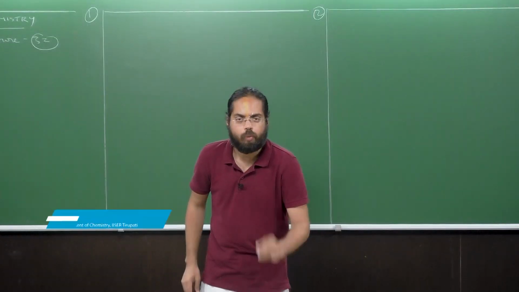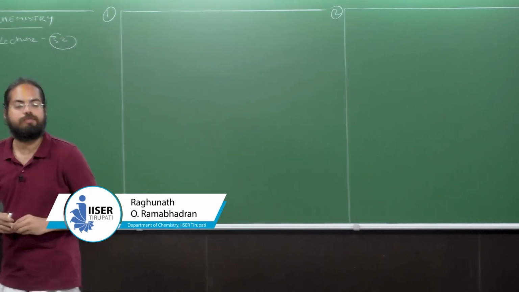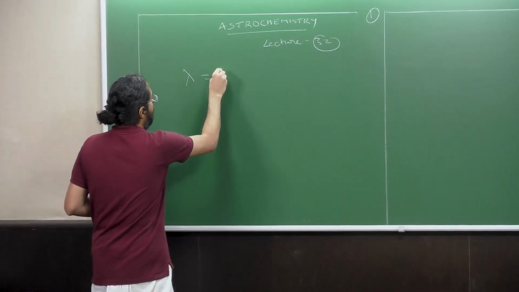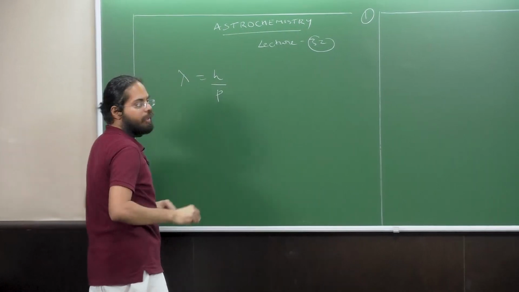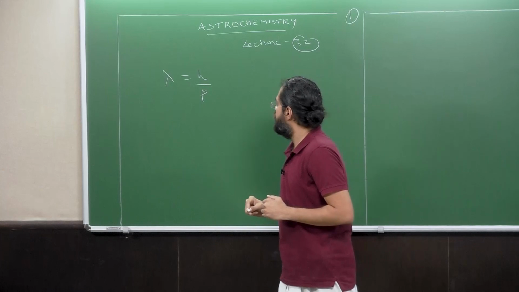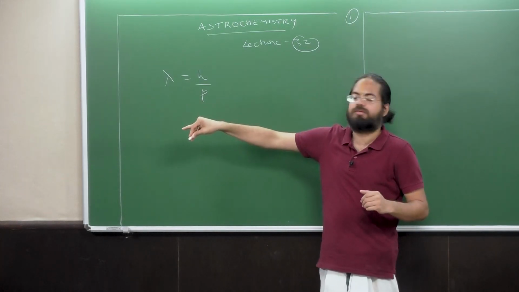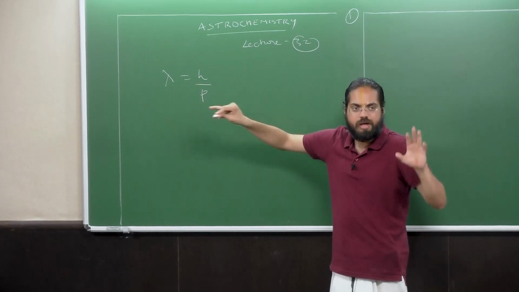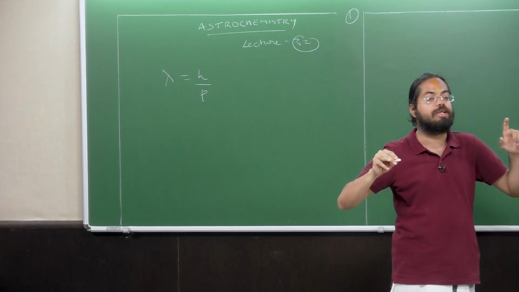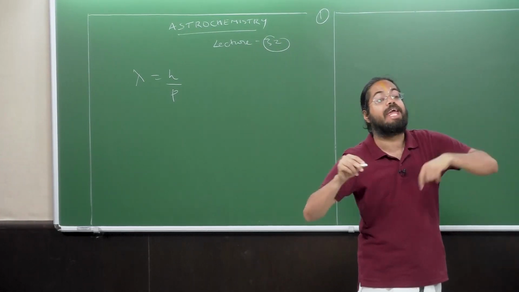Hello all, welcome to Astrochemistry. This is lecture number 32. Now, by the end of last class, we had seen that lambda equals h over p. Lambda equals h over p, or this is what we had seen in the last class, right? I had stopped with the derivation of this particular equation. I should be more careful and precise. We didn't stop with the derivation. We stopped with how Planck came up with this expression.